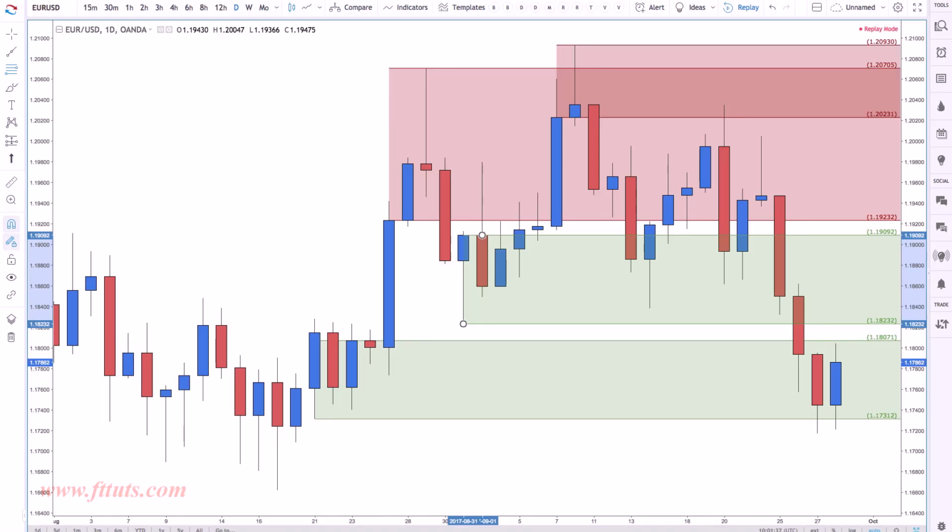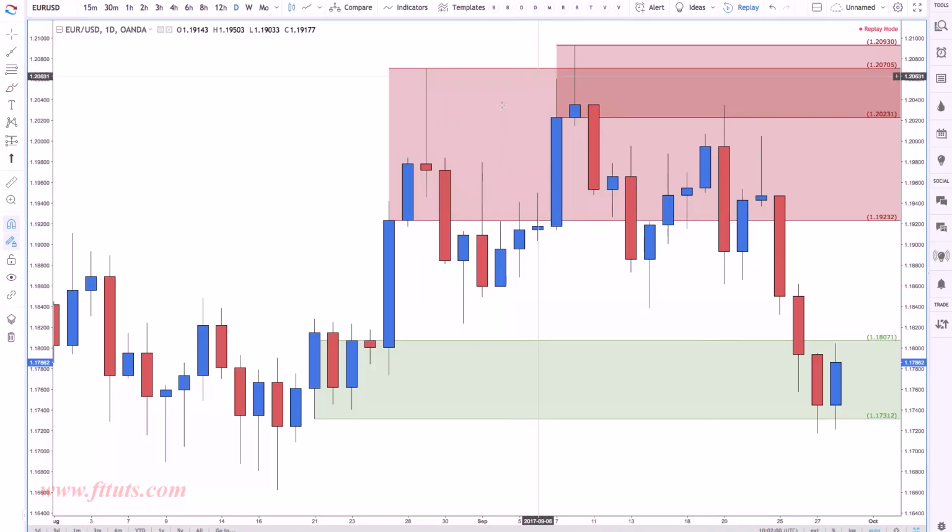Right. So now we've taken out this area of demand, because we come down into this area here, this level of demand. So it's been touched once, twice, and then we finally broke through, right? So that area gets taken out.